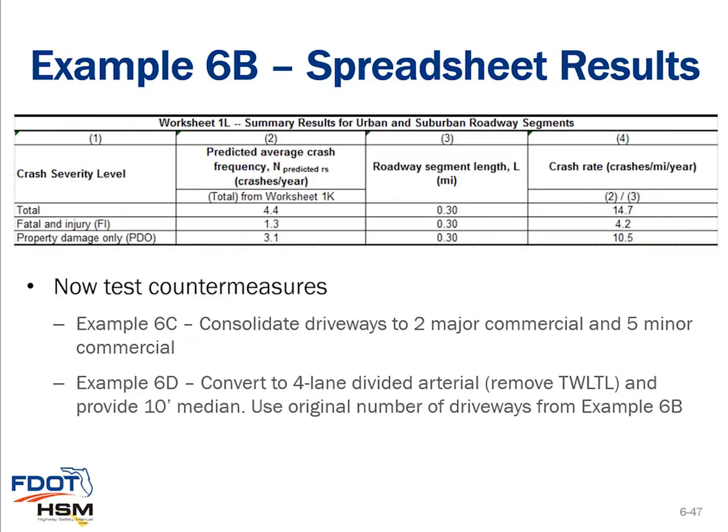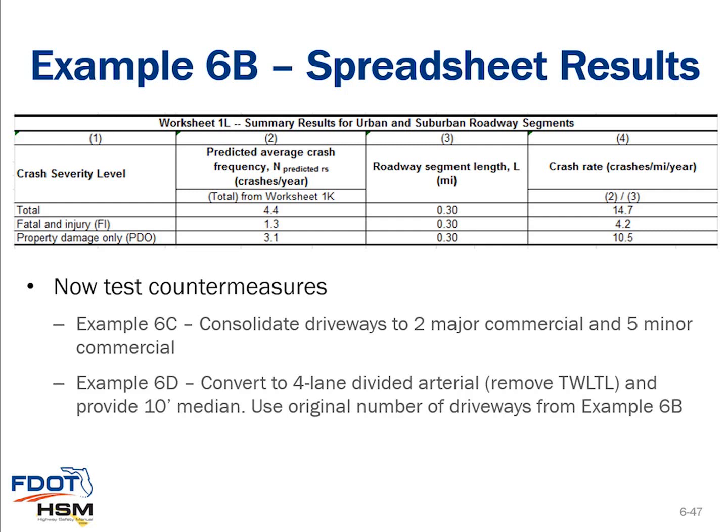Okay, so let's look at the results that we have from the input of that data. As you look under column 2 of worksheet 1L, you'll see that the total N predicted is 4.4 for this calculation. And this is important for us to use as we go through and evaluate and compare to other alternatives. What we'd like to do now is test some certain countermeasures and see what happens if we want to make some improvements to this roadway.